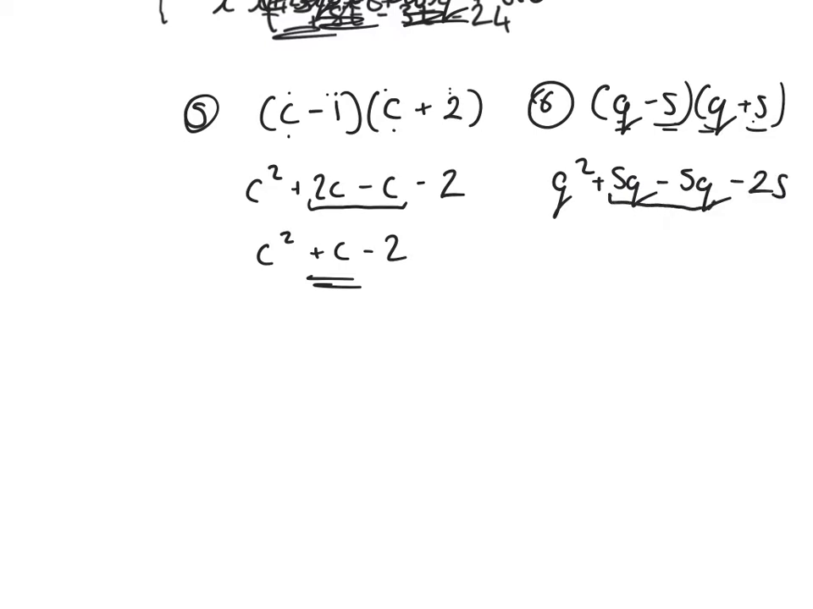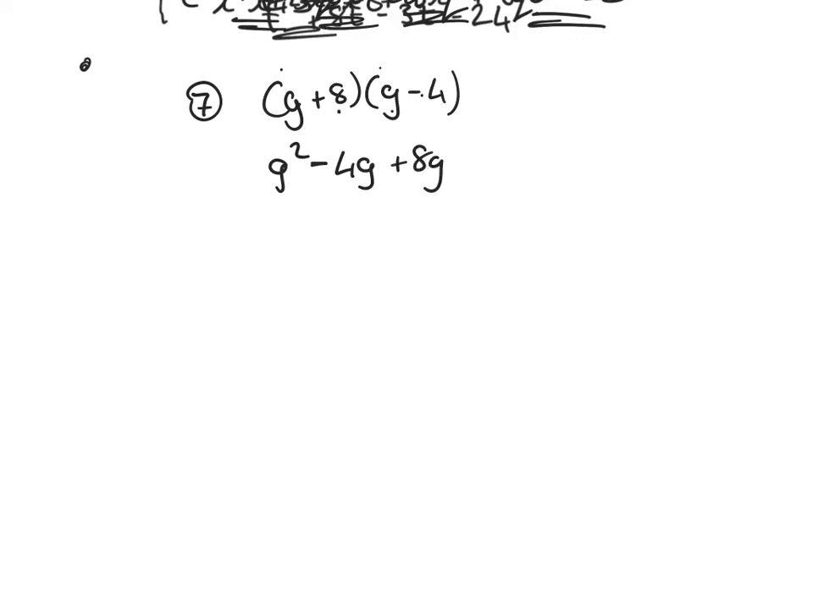Okay, so we get 5q minus 5q in the middle. Okay, so they cancel out to give me 0. So I'm just left with the q squared at the front and the minus 25 at the end. Final answer.